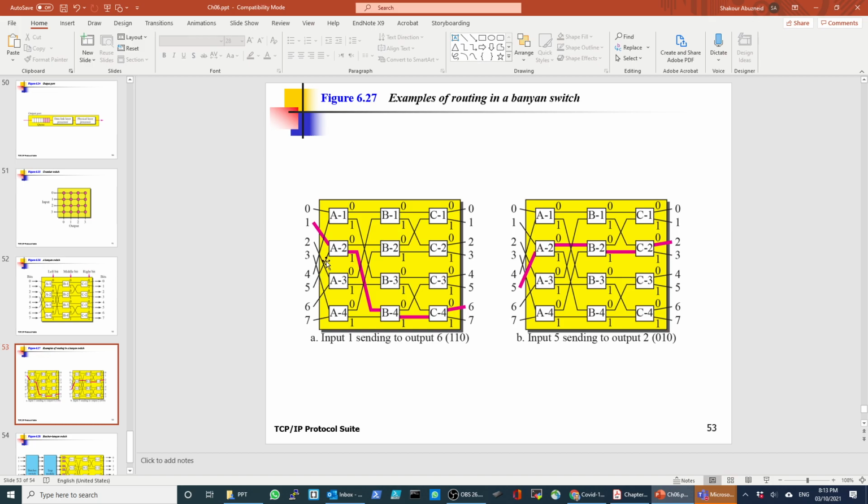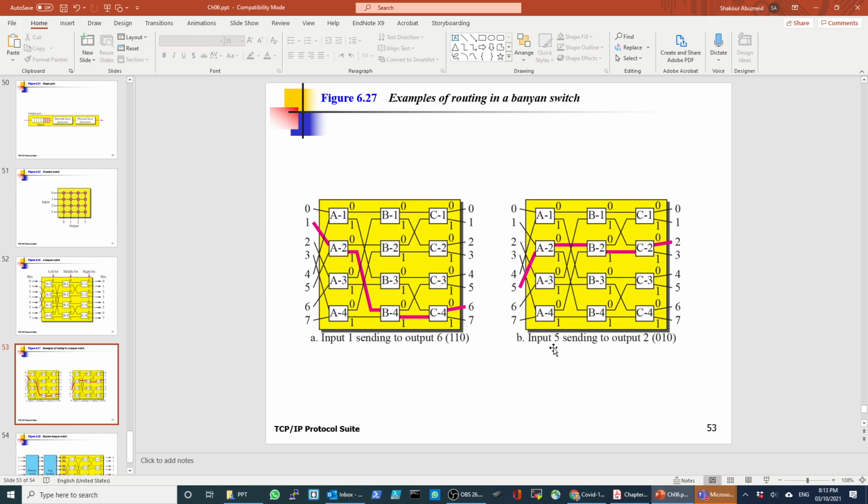Right? So look in here, it's going to go to output 1. When it goes in here, it has to go to output 1. And when it goes in here, it has to go to output 0. So 110 gets you to 6. All right? Gets you to 6.